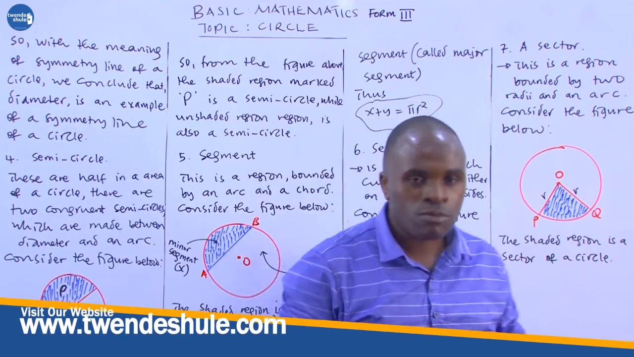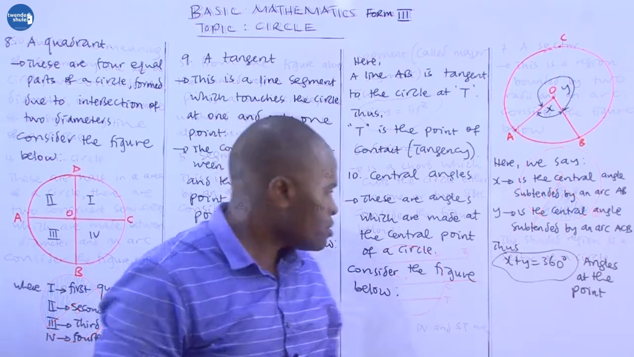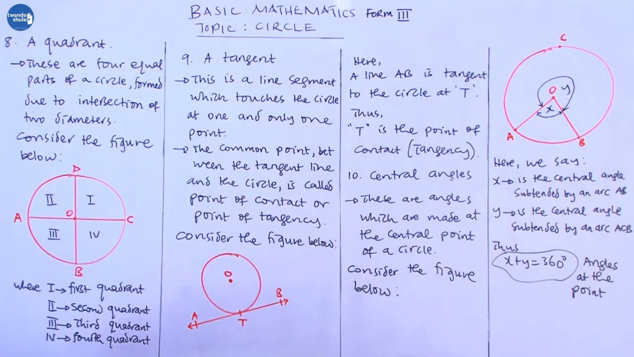So let's switch to the other terms. Okay, students, we have another term here. This is referred to as a quadrant. A quadrant consists of four equal parts. We can call it four equal sectors. We can say it in other words because they are always bounded due to the intersection of two diameters.